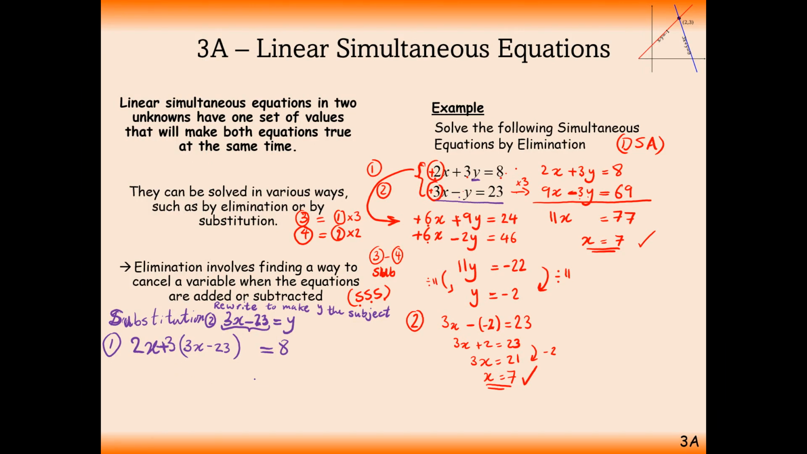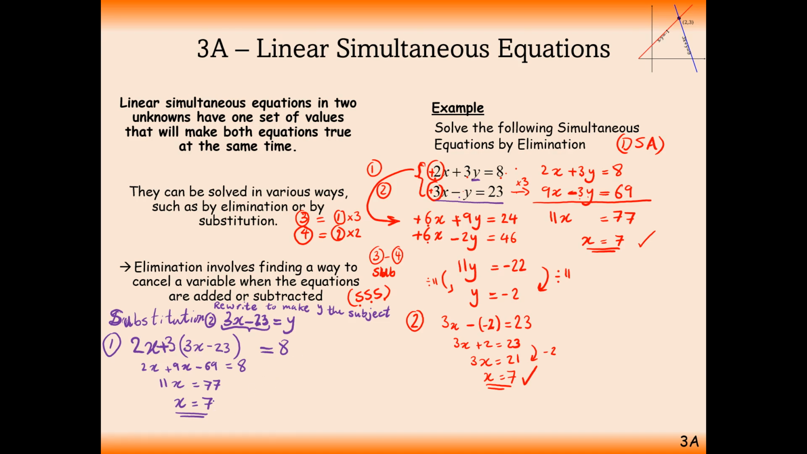Now I need to multiply out the bracket and collect like terms and solve it for x. So I'll have 2x plus 9x. 23 times 3 is 69, but I'm going to write negative 69 because of the sign there. And then I'm going to write here 11x. I'm going to take 69, add it to 8, so we'll have 77. Once again, when you divide by 11, you're going to end up with the same answer. That confirms that our substitution was correct.